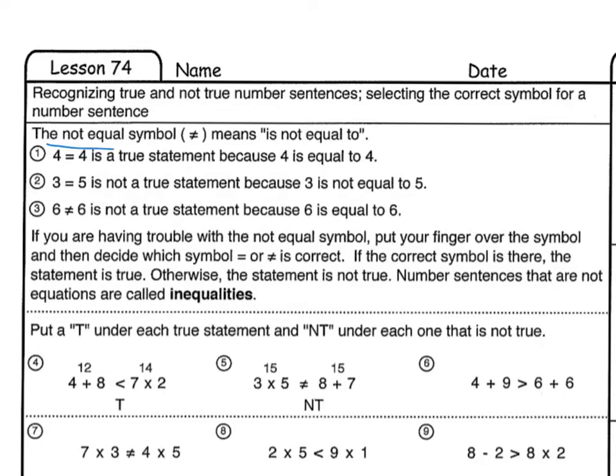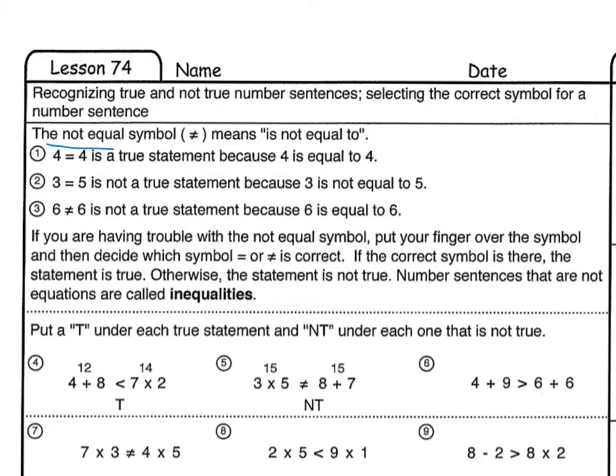The not equal symbol means is not equal to. So if you see an equal sign with a slash through it, that means that what is on the left side is not equal to what is on the right side. They are not the same.